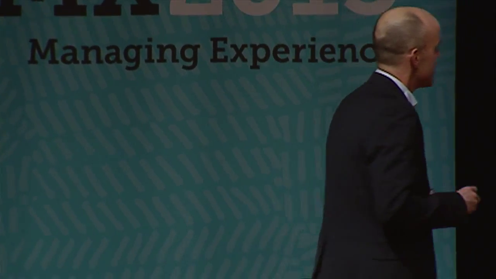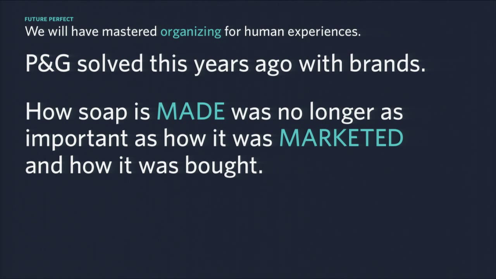And here's what he said. He actually called the role a brand man. You can tell it's very 1950s. But essentially it said this: how soap is made. P&G made a lot of different kinds of soap, Ivory, Almay, whatever the various brands they have are. He said, how soap is made was no longer as important as how it was marketed and how it was bought. Let's stop organizing by which factory produces what type of soap.